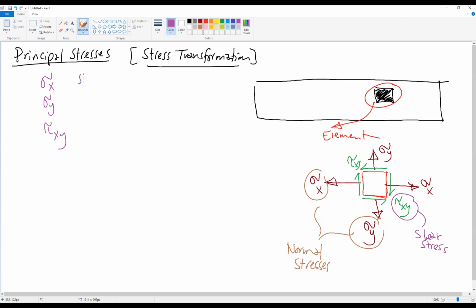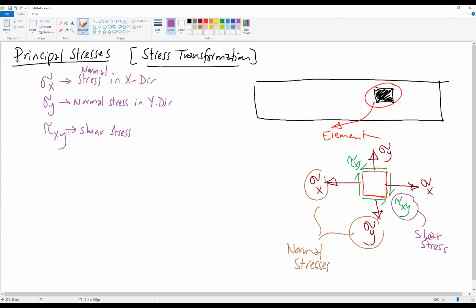Sigma x is the normal stress in x direction. Sigma y is the normal stress in y direction, and tau xy is the shear stress. So this is a general case. We may have just three types of stress.